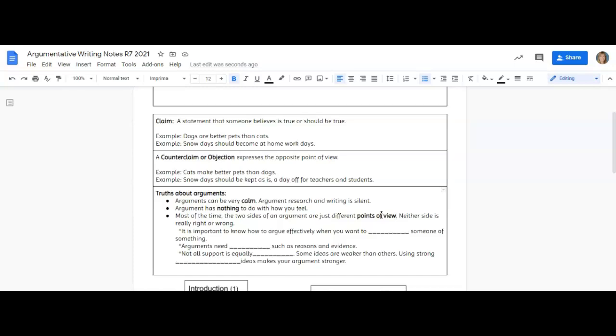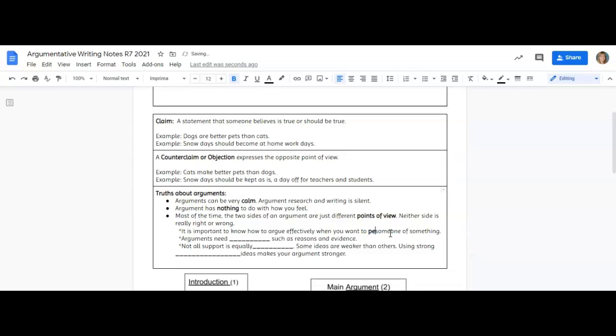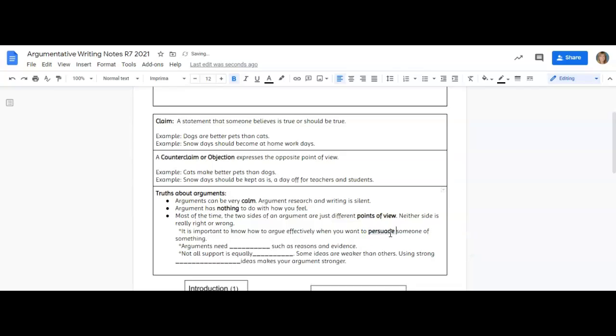It's important to know how to argue effectively when you want to persuade someone. When you want to persuade. This is especially important if you are talking to your parents, and let's say that you want to convince them to buy something or to unground you or to allow you to have a friend over. If you want to be persuasive, you have to be very good at the art of arguing.